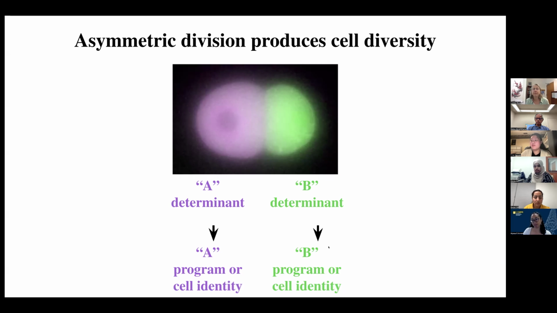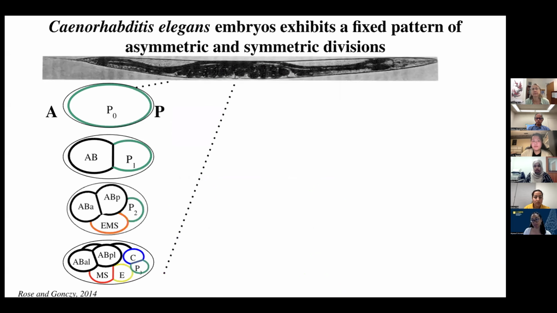This is a very important process for generating different types of cells during normal development. The lab uses this roundworm as a model organism to study this process because the embryos exhibit a fixed pattern of asymmetric and symmetric divisions. These are diagrams of the early embryos where different colors represent different cell fates because they divide asymmetrically. The very first division of the fertilized egg, P0 over here, is asymmetric, and then these cells divide asymmetrically and so on, and they always divide the same way.